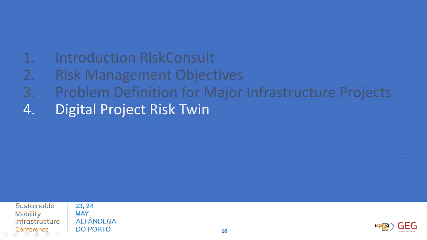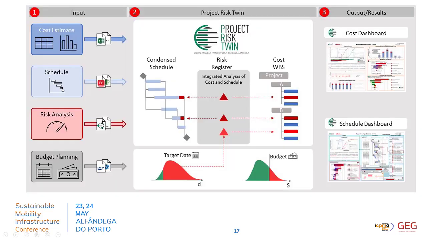Yeah, this leads us to the last point, the digital project risk twin. This slide shows us the approach for the project risk twin. We have 3 sections here. On the left side, input. In the middle, the project risk twin. And on the right side, the output results of such a process.